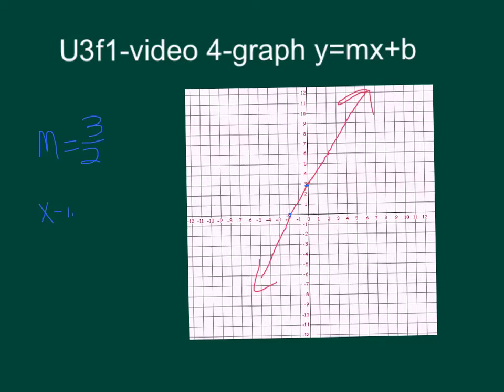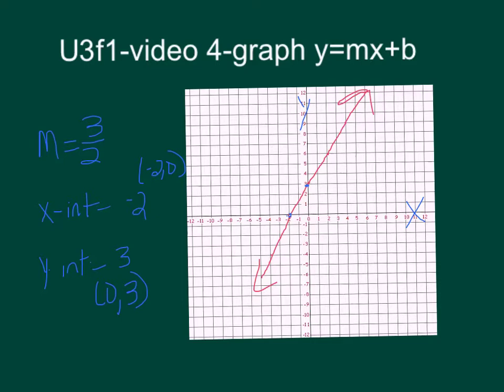Our x-intercept is where our line crosses our x-axis. Remember that one's the x-axis. Our x-intercept is -2, which gives us the point -2, 0. And our y-intercept is where our line crosses our y-axis, and that's at 3, which gives us the point 0, 3.